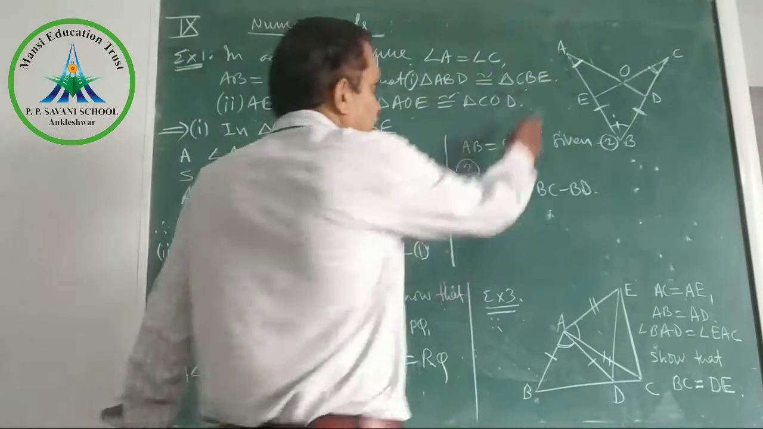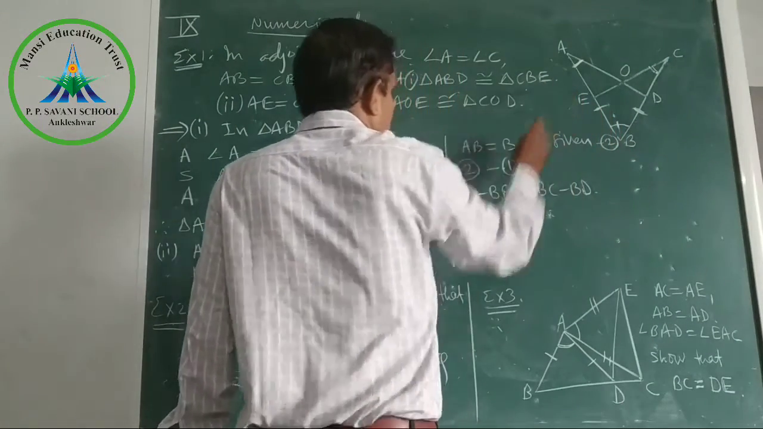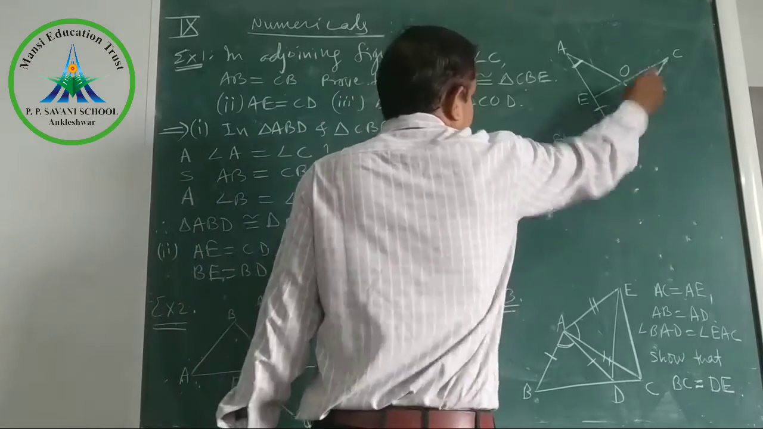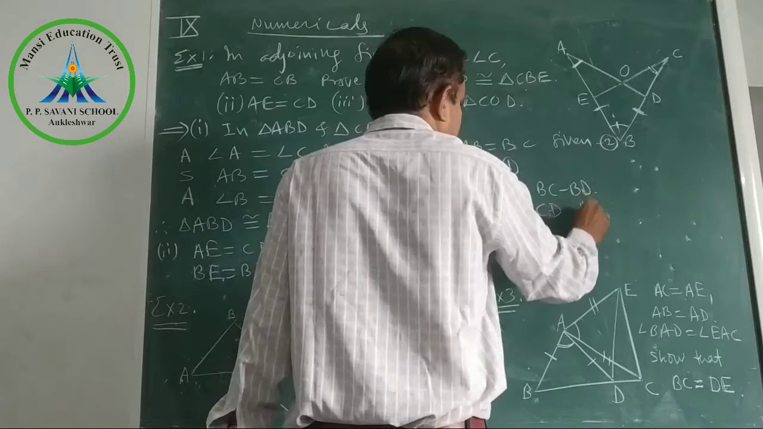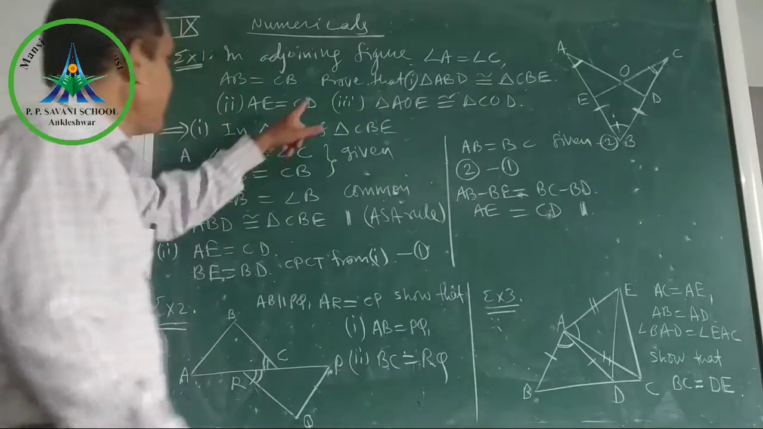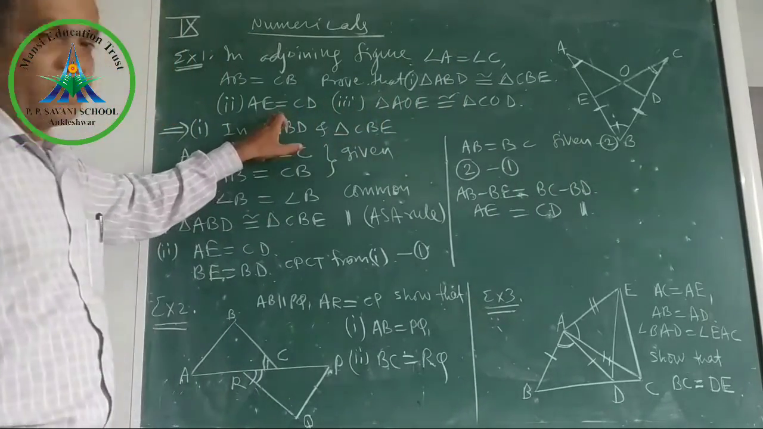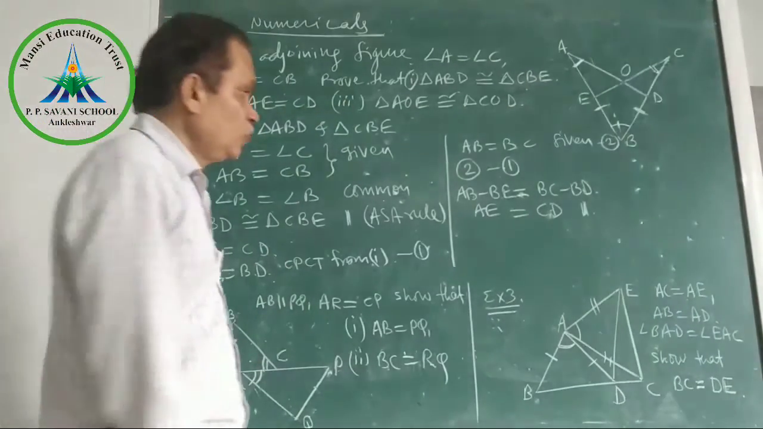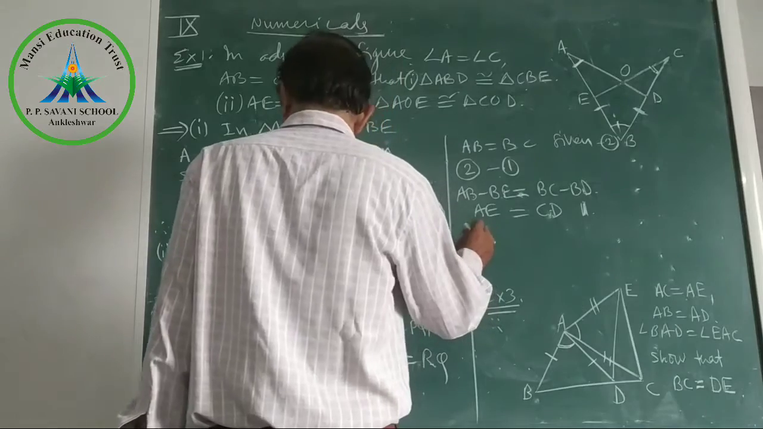Okay. Now therefore, see now AB minus BD equal to AD and BC minus BD equal to CD, and hence true. See, second part is true. Right? Now third part. Look, children, all of you, I am taking third part.